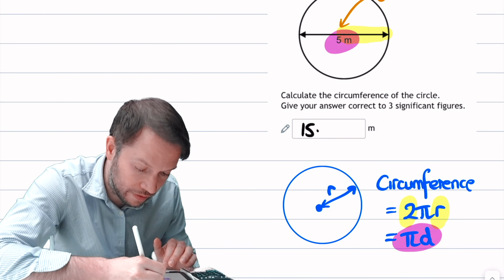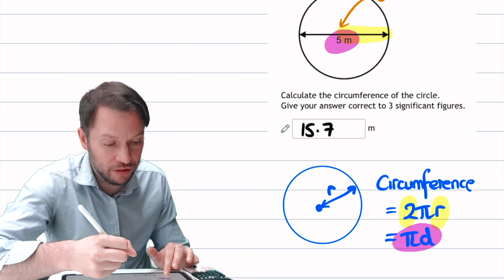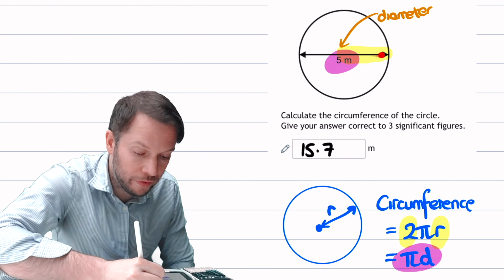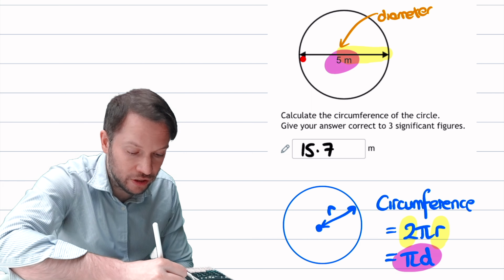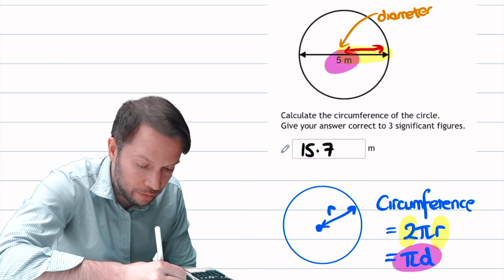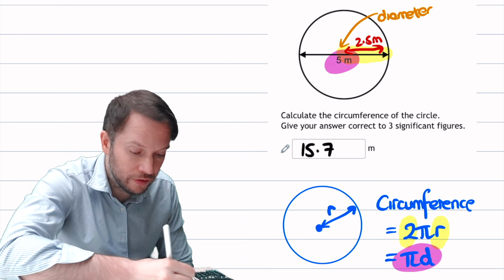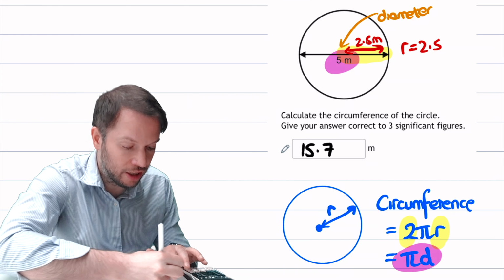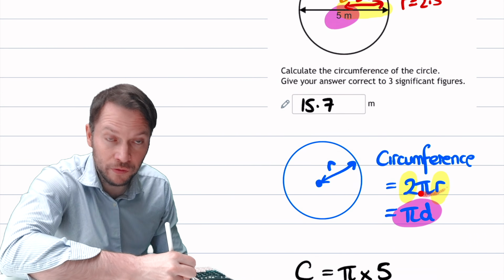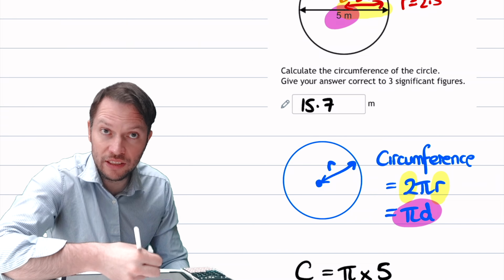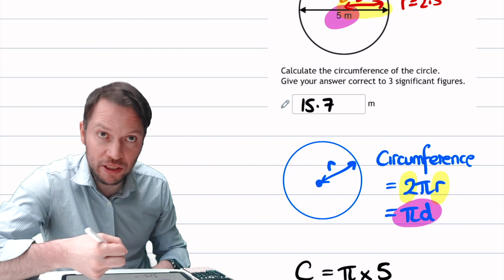It's 15.7. So there's 2 ways of working out the circumference of a circle when you have the diameter. You could either halve the 5 meters, so halve the diameter to just get the radius of the circle. So half of 5 would be 2.5 meters. So then r would be 2.5. The radius would be 2.5, and you can substitute it into this formula. Or you can use this alternative formula, pi d, pi times the diameter, and use the diameter with that directly.